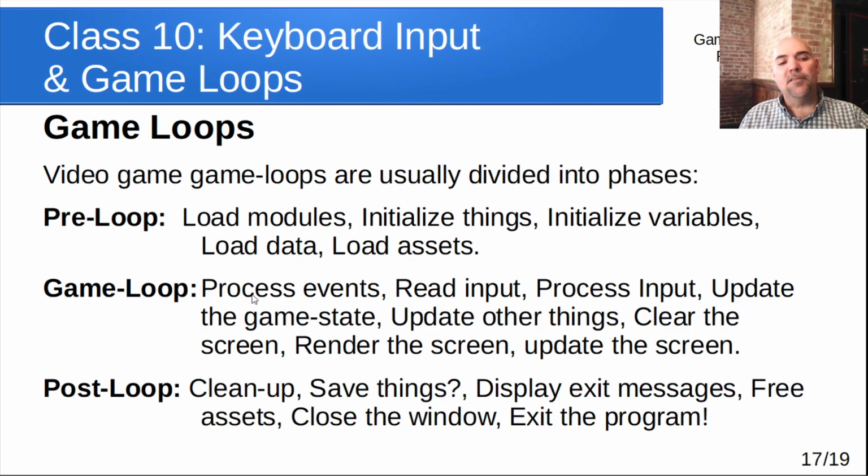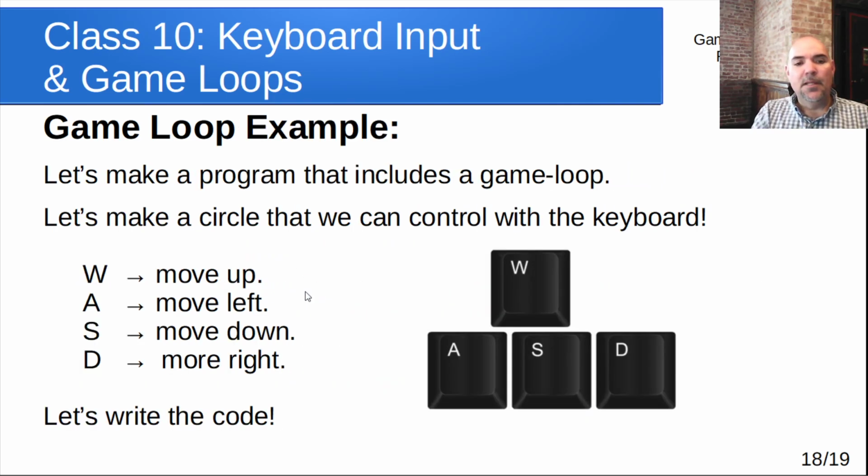Now, the last part of this is obviously the post-loop portion, meaning that when the game is done or the level is done, we need to clean up stuff. We need to save, maybe save your progress in a save game file, maybe display some kind of exit message, free up any assets that were loaded, and then ultimately close the window, exit the program. So that's the idea behind a game loop.